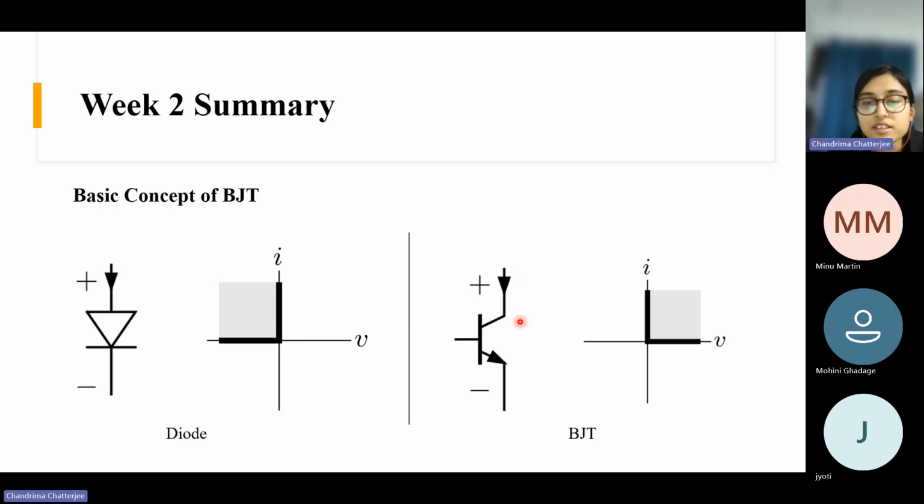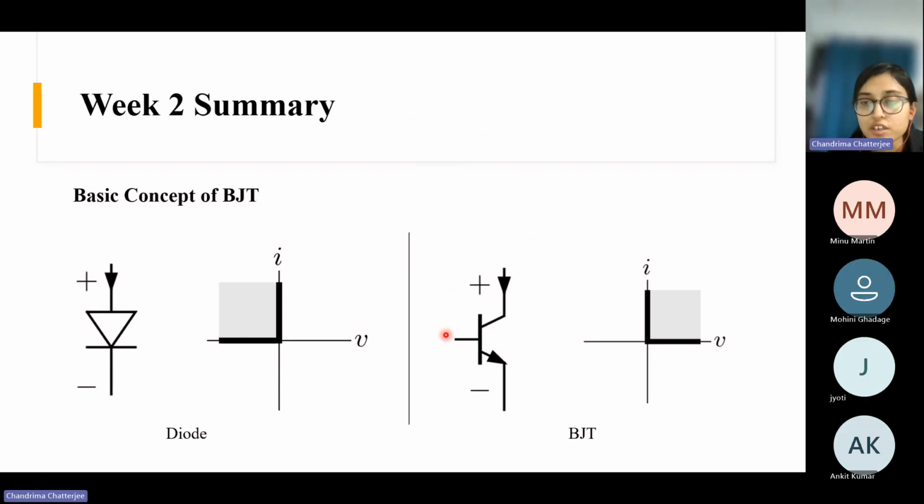As I was saying, here we have these two power terminals. Along with that, we have another terminal, the control terminal that I was talking about. What we can do is provide control pulses via this terminal, and those control pulses will dictate when the BJT will turn on or turn off. So this is one of the basic differences between a diode and a BJT.